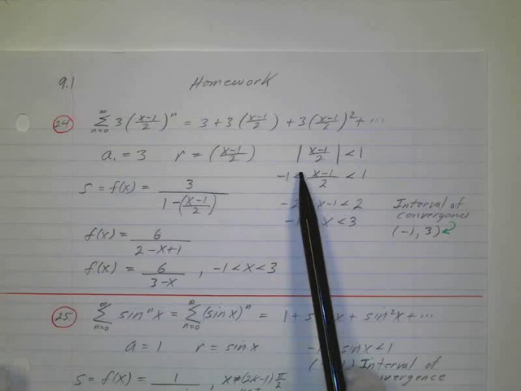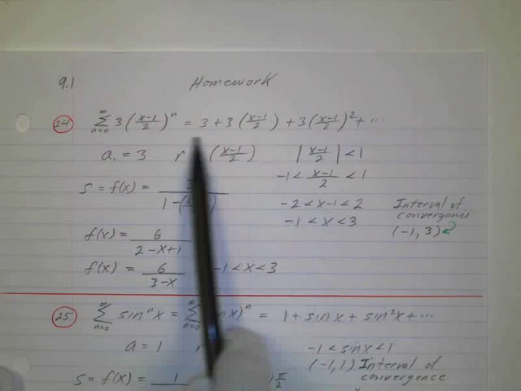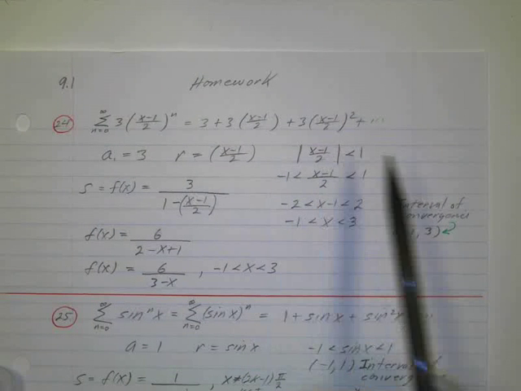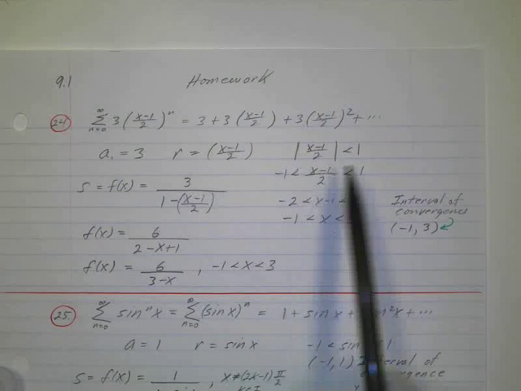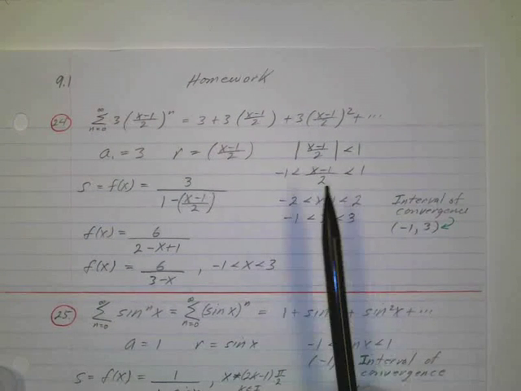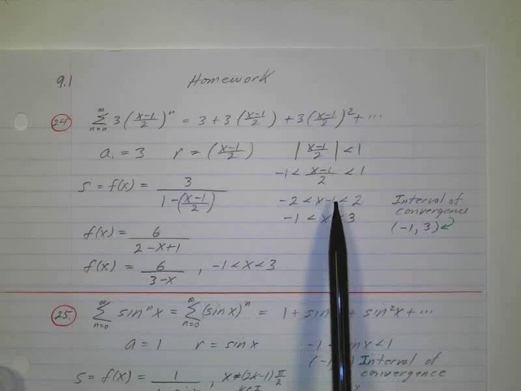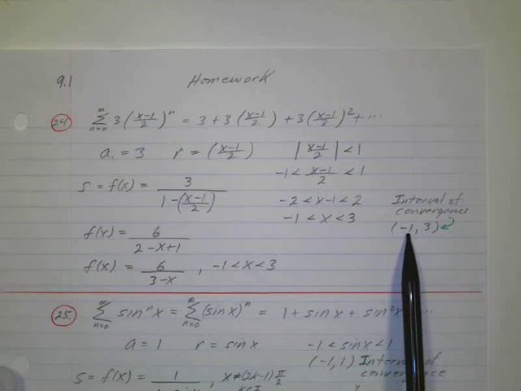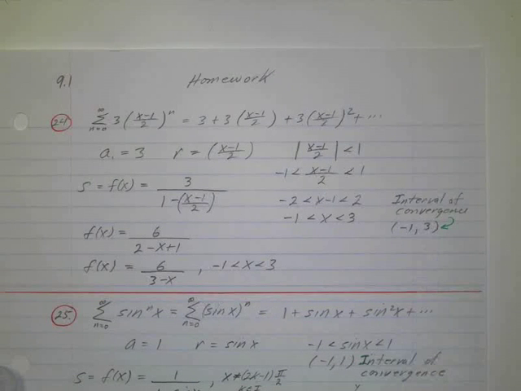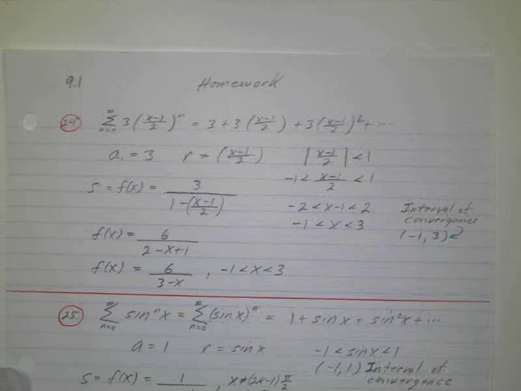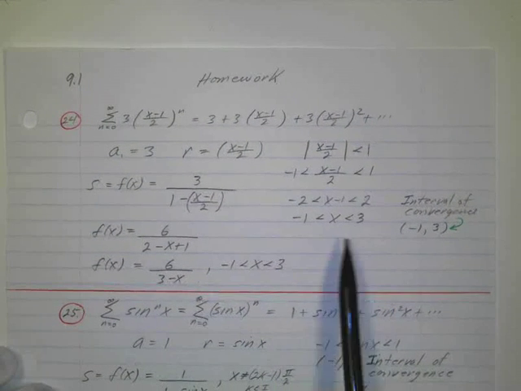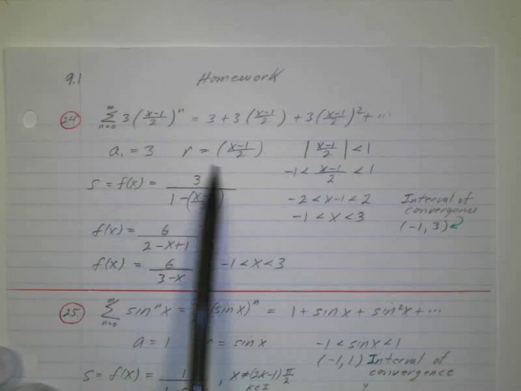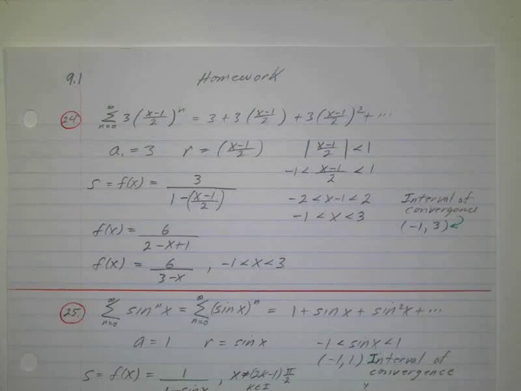So again, that's going to be a convergent series as long as the absolute value of r is less than 1. So I can just put this absolute value, change it to less than 1 and greater than negative 1, multiply through by 2, add 1, and this is what I get. So this is my interval of convergence, negative 1 to 3. All right? And again, for these values of x on this interval of convergence, the function will equal this sum.